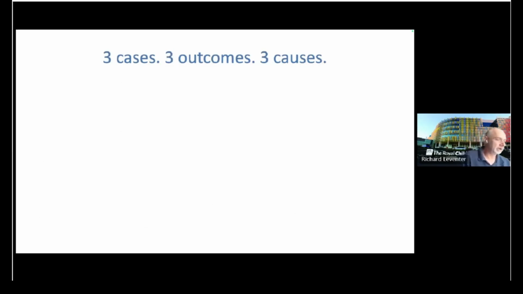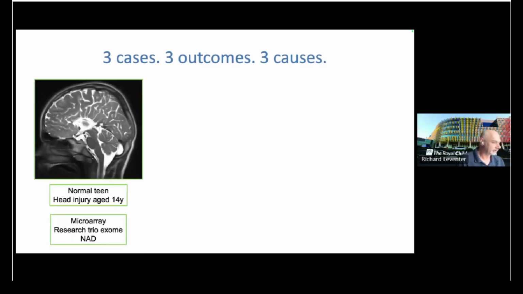Okay, let's move on and I'll tell you the importance of genes. 3 cases, 3 outcomes, 3 causes. These are all patients of mine. This was a boy referred to our clinic. He had a head injury. He was otherwise a healthy, well boy, normal IQ, normal development, but his imaging showed no corpus callosum. A microarray and a trio exome were normal. I've not continued to follow him into adulthood, so I'm not sure how he's doing now.